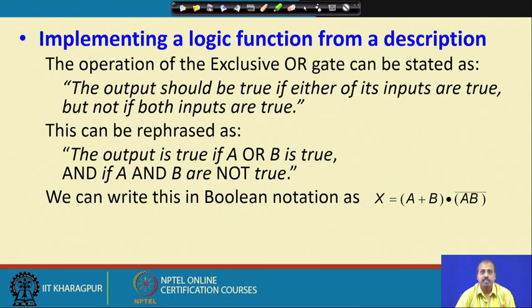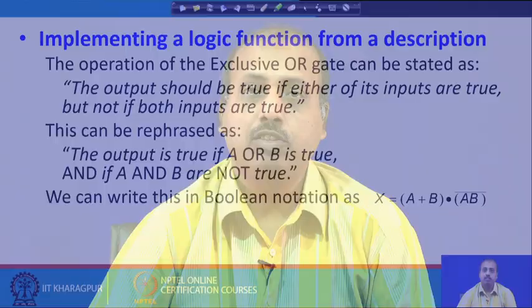Now, sometimes it is necessary that we are given some logical statement, and from there we need to get the corresponding Boolean circuitry. This can be done like this. A typical example has been taken here. For this exclusive OR gate, we can write that the output should be true if either of its inputs are true, but not if both inputs are true. As we know, that is the functionality of the XOR gate. So, its output is 1 only when only one of the inputs is equal to 1.